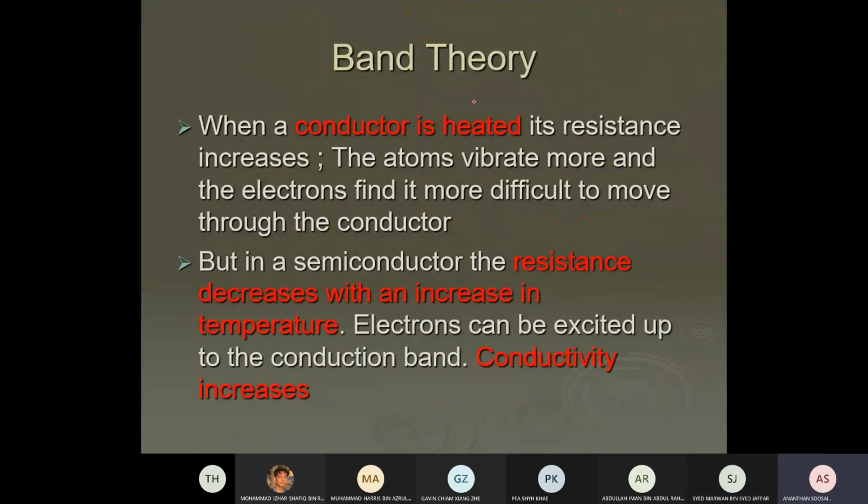But when it comes to conductor, you talk about the drift velocity. Conductor, nAe, charge density of conductor never changes, but because atoms vibrate more severely, electron has difficulty to move forward, so drift velocity decreases, current decreases, resistance increases.